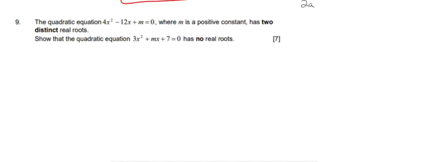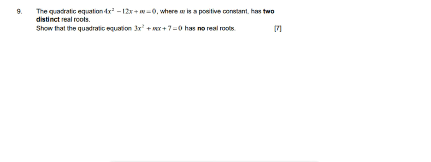This is a question from a WJEC paper. It's from the specimen paper, so we're going to look at how it asks, and how there are many ways of asking questions regarding the discriminant. It gives you a quadratic equation 4x squared minus 12x plus m, and it tells you that m is a positive constant. It tells you it has two distinct real solutions, so that's the important bit for us, that we highlight that it has two solutions.